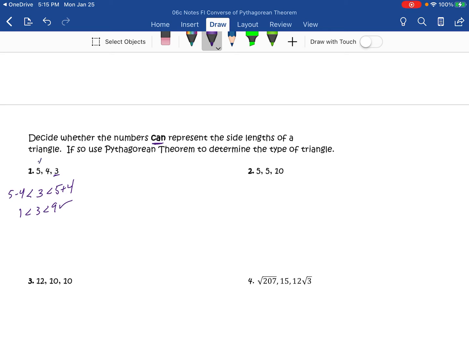And then I want to see if it's a right triangle. Of course, my longest side is going to be c. So is 5 squared equal to 3 squared plus 4 squared? 25, and 9 plus 16 is 25. They are equal to each other, so this has to be a right triangle. Okay, we go to the second one.